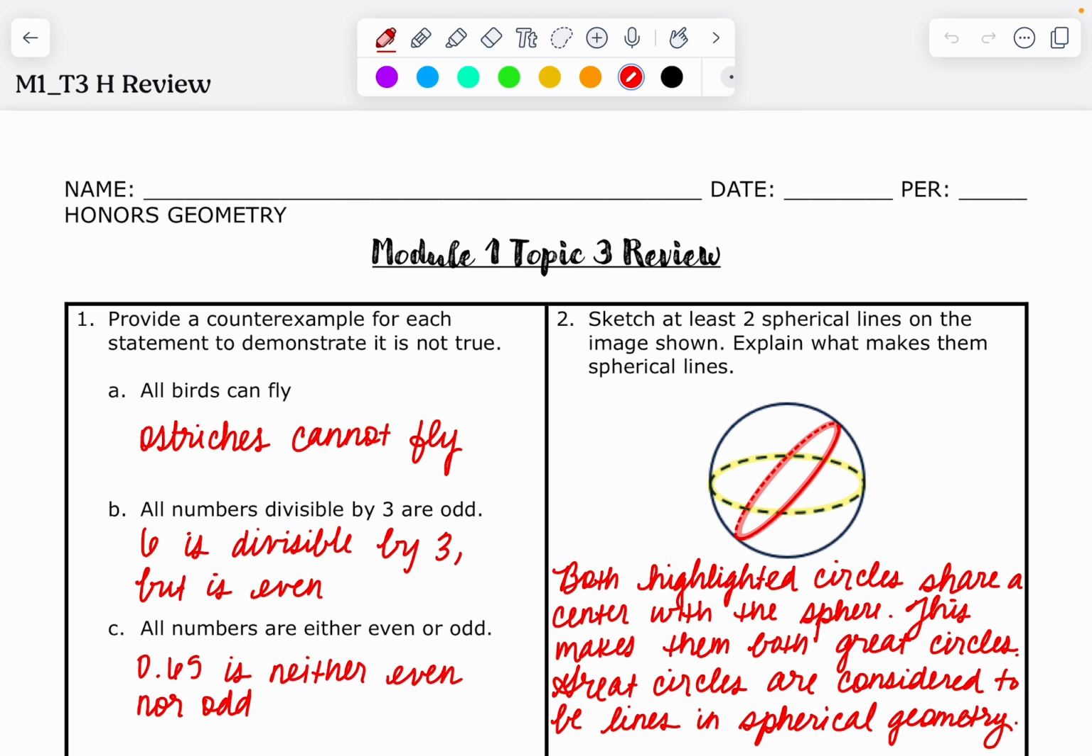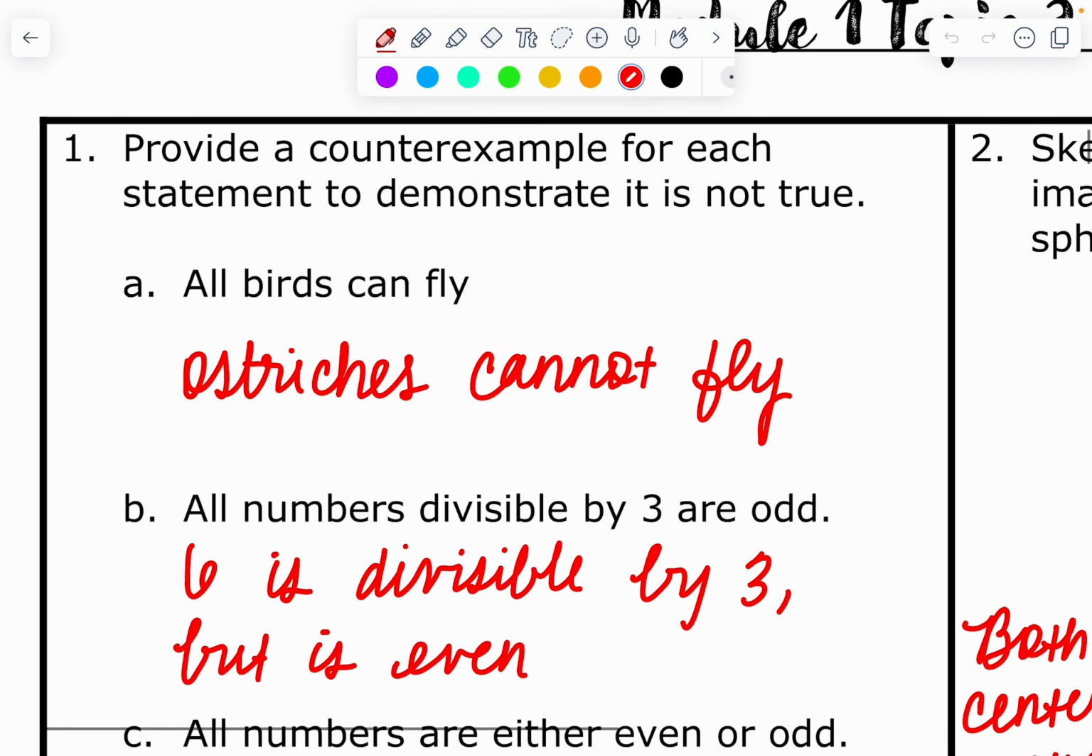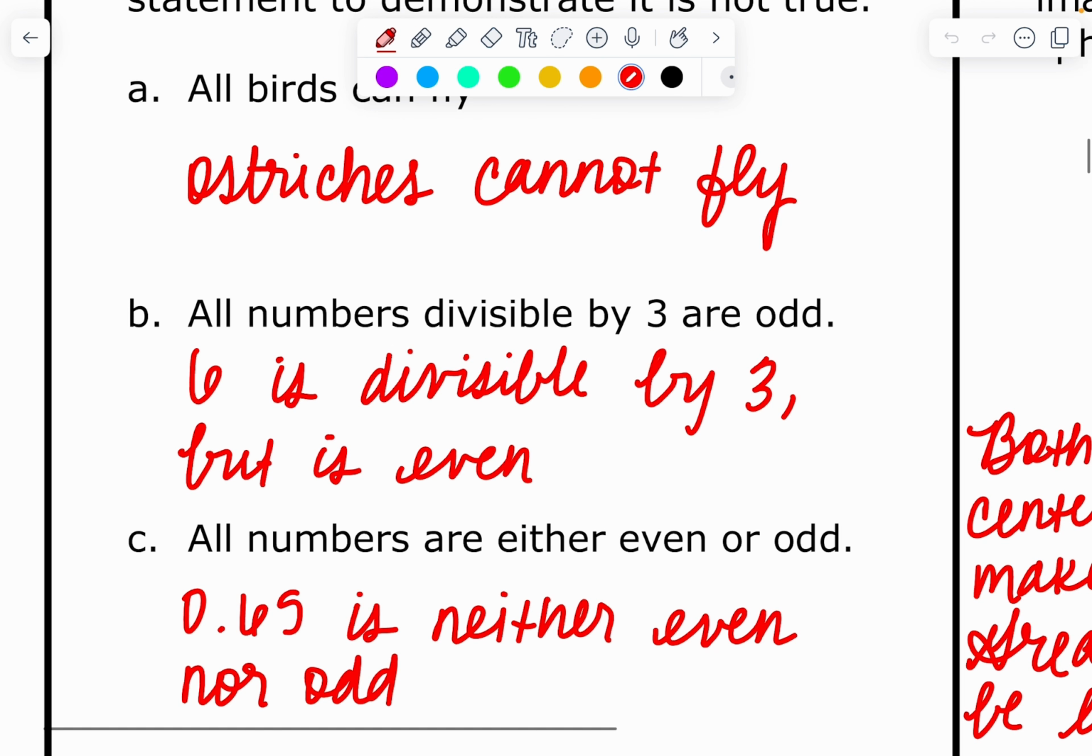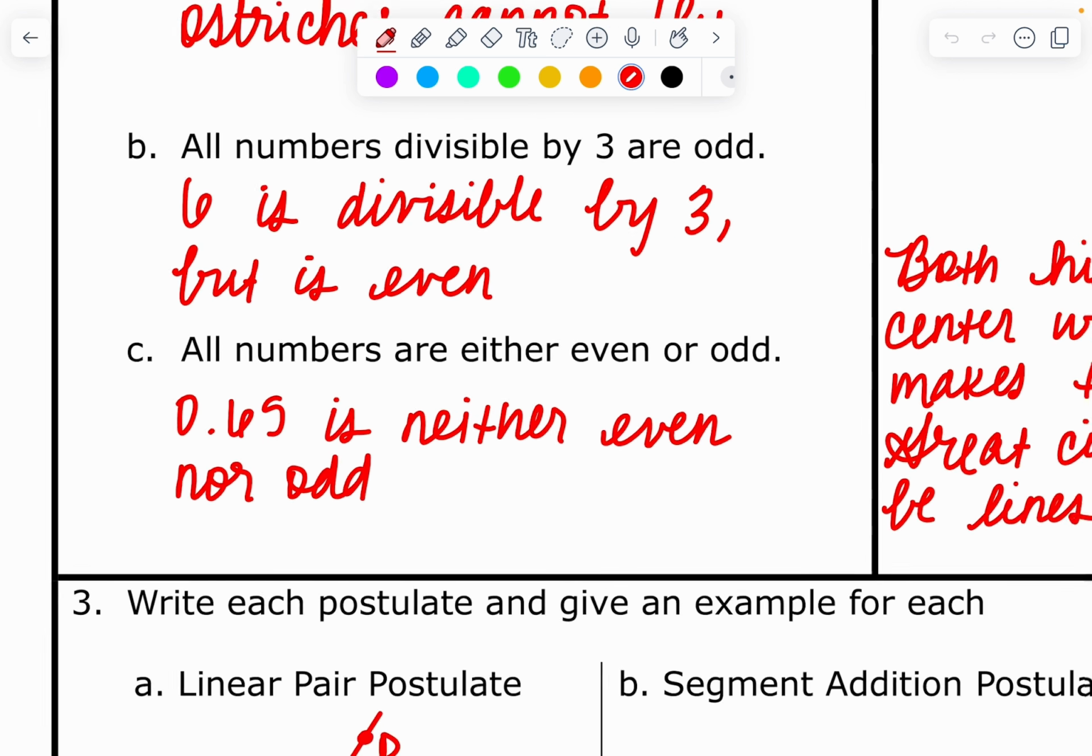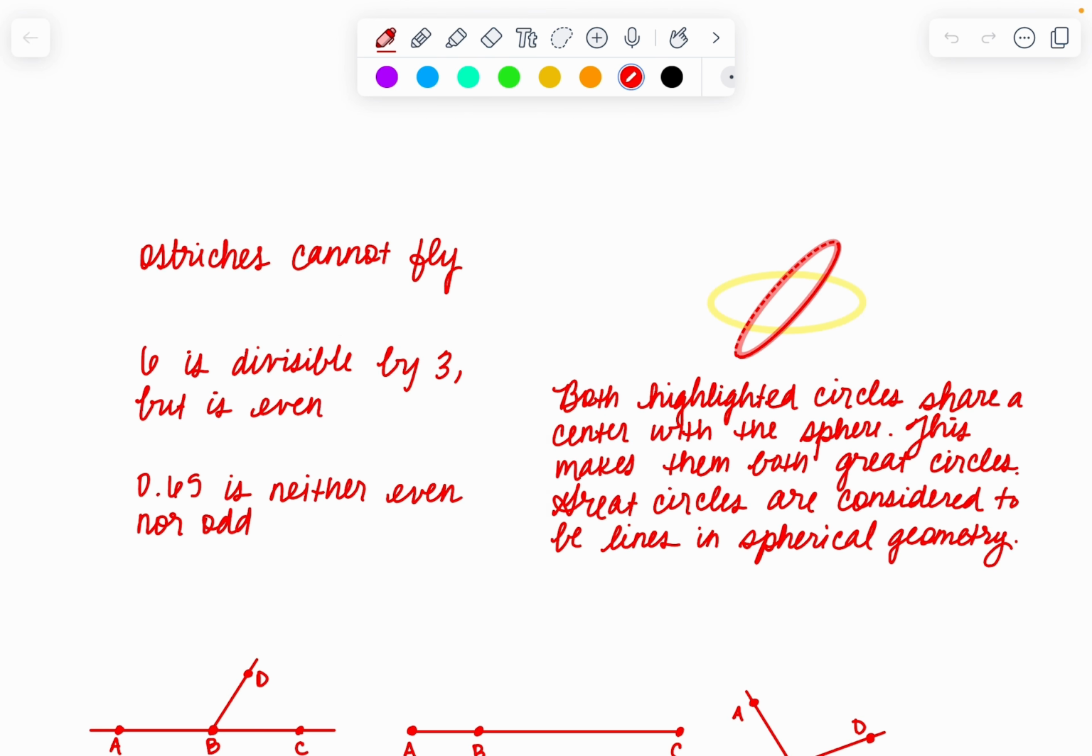All right, as you can see pretty clearly, number one, we're doing counterexamples to prove that each statement is not true. So I just gave some counterexamples here. Obviously, ostriches cannot fly, which disproves that all birds can fly. All numbers divisible by 3 are odd is untrue because 6 is divisible by 3 and it's an even number. All numbers are either even or odd. That's untrue because 0.65 is neither even nor odd.